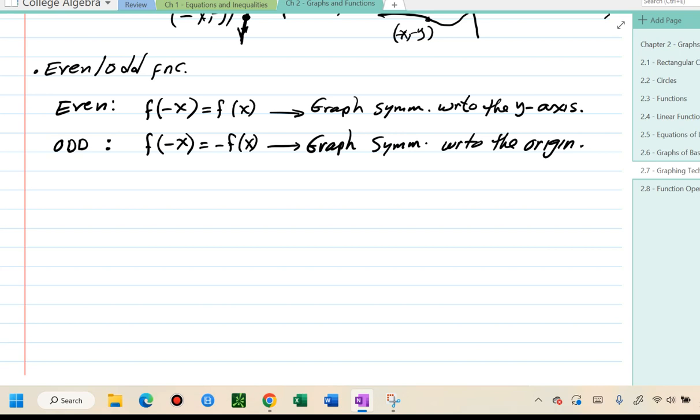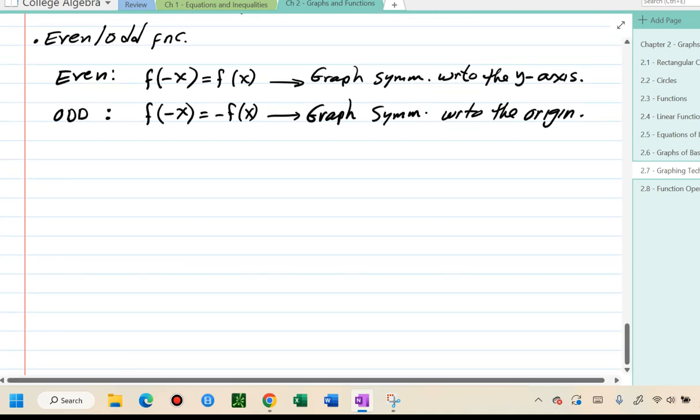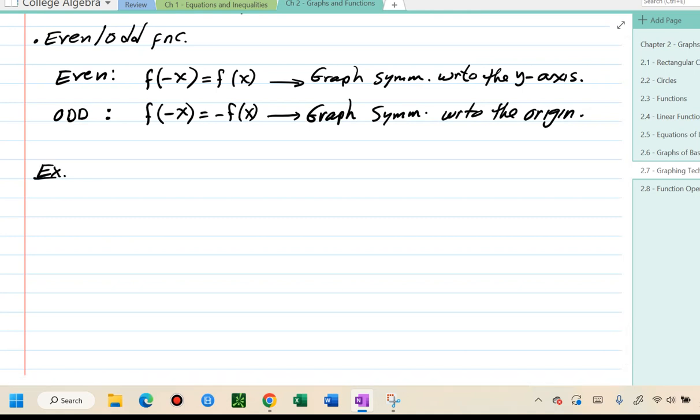The graph of a function will never be symmetric with respect to the x-axis, because it would then fail the vertical line test, and that really defies the definition of a function. All right, so let's take a look at a couple of examples.